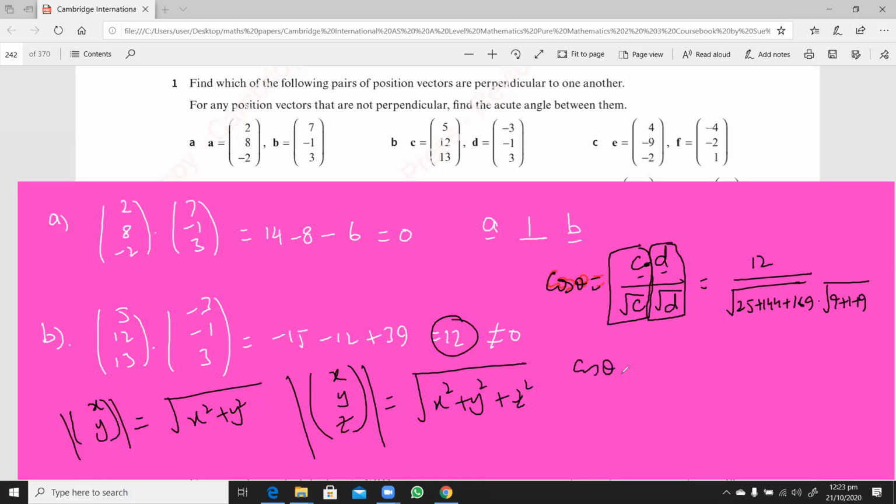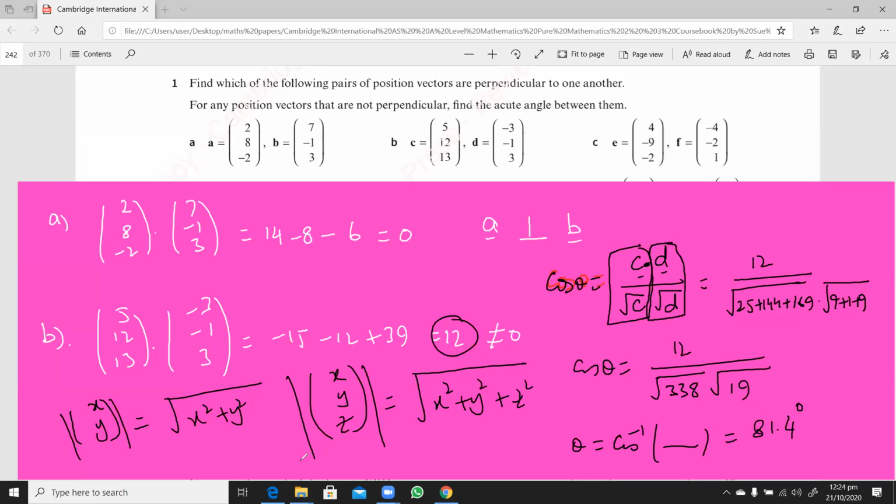So now you have to use your calculators. This is 12 over the square root of 338 times the square root of 19, I guess. So who will tell me what is cos inverse of all of this? You can give your answer in degrees. 81.4 degrees. So that is how you find the angle between two vectors.